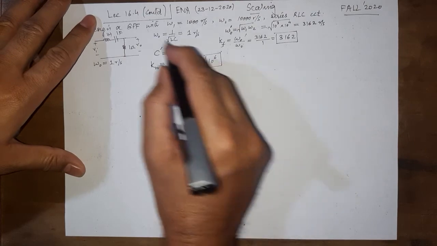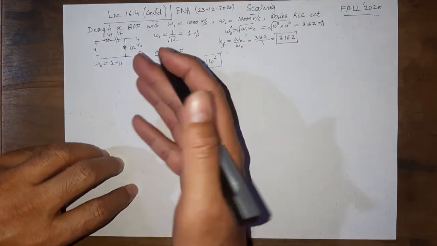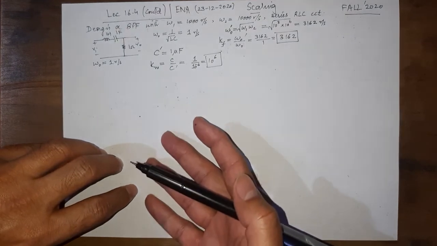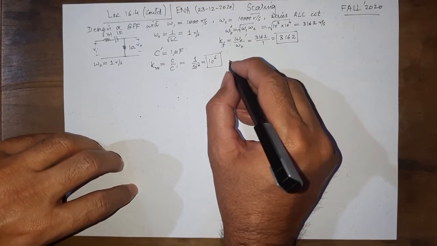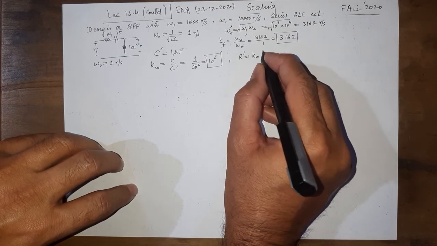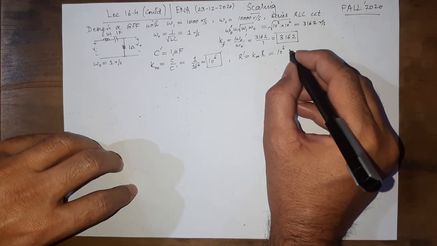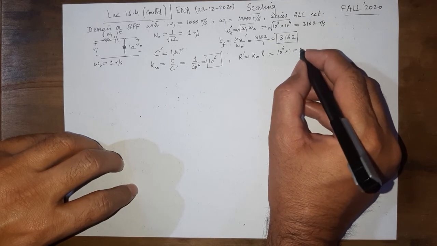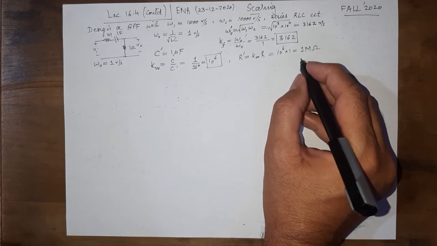And although I'm doing this for a passive RLC band pass filter, you can do the same for an active filter. Assume a pass band gain as well and try to do that yourself. So the new value of R would be equal to Km into R, where Km is 10 to the power 6, and into the current value, so a 1 mega ohm resistance is to be used.